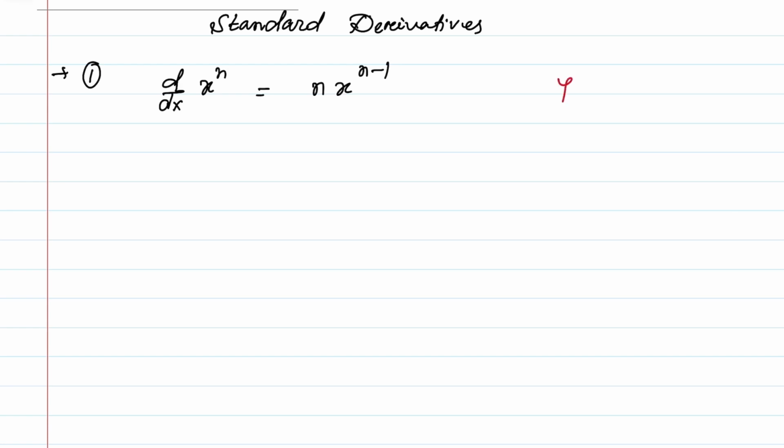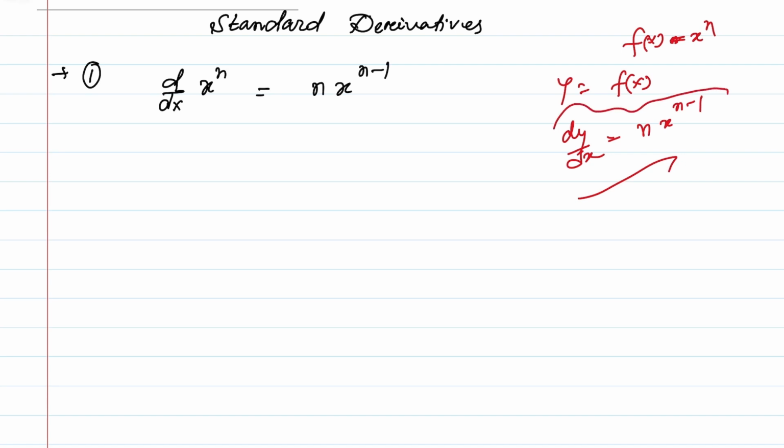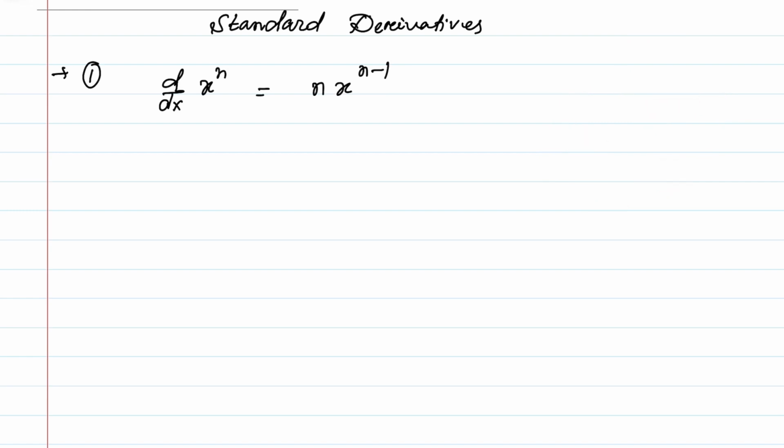That means you have a function y is equal to f of x, where f of x is equal to, suppose, x to the power n, then dy dx is given by n x to the power n minus 1. Okay, so if you want to prove, then you can prove using first principle. I will show you. First, let me tell you all the standard derivatives, then I will show you how to prove those. I'm not going to show all the proofs, but I will show you 2 or 3.